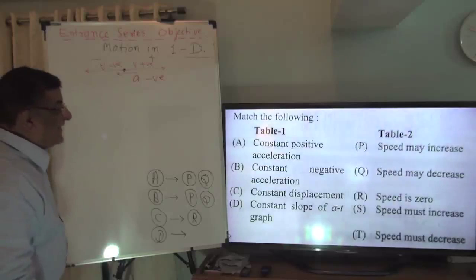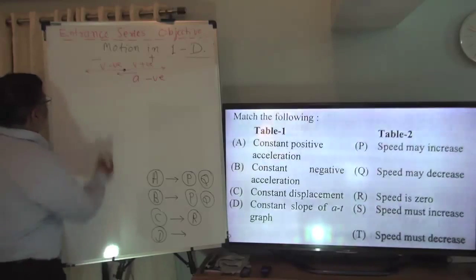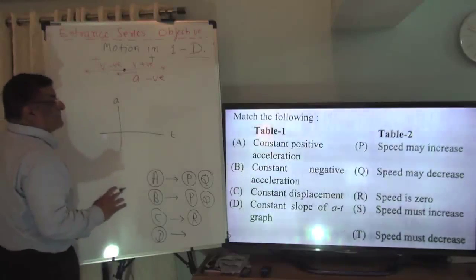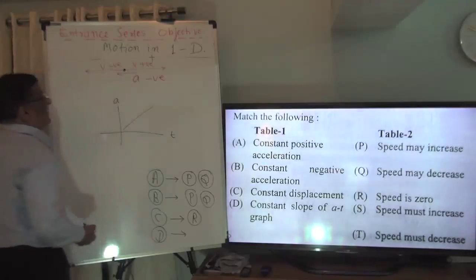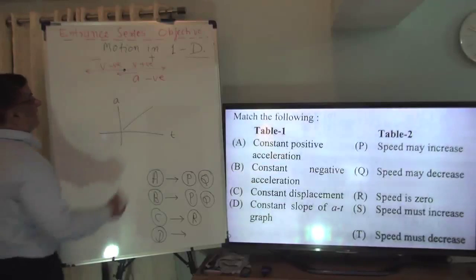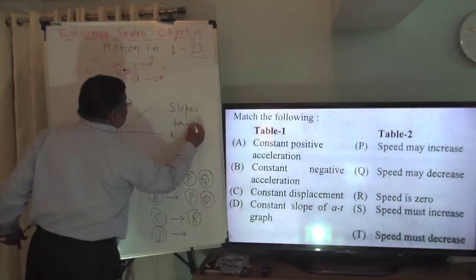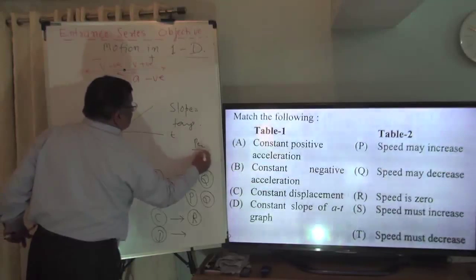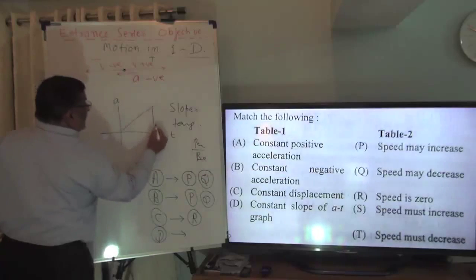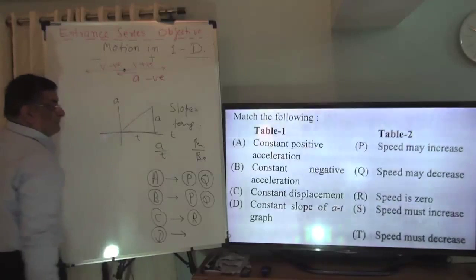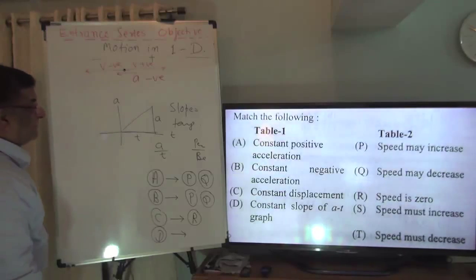Constant slope of AT graph. AT graph. And the slope is constant. What is given by slope in the AT graph? Slope in any graph is given by tangent, and tangent is given by perpendicular upon base, and perpendicular here is A and base here is T. A upon T. What does it give? Constant slope of AT graph.